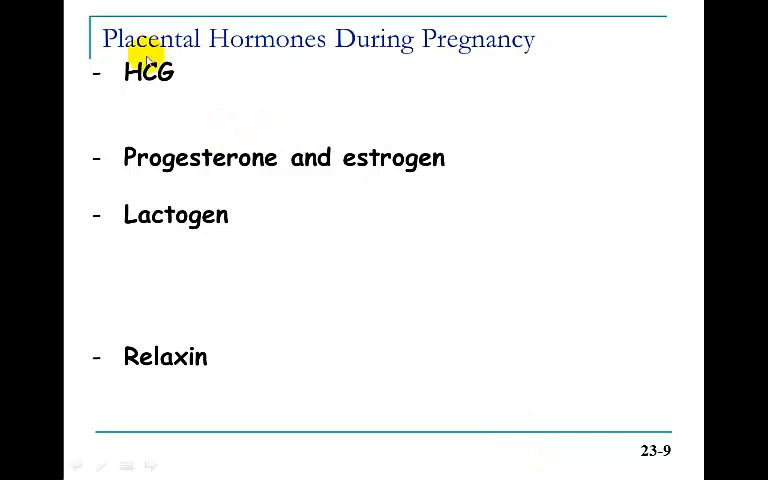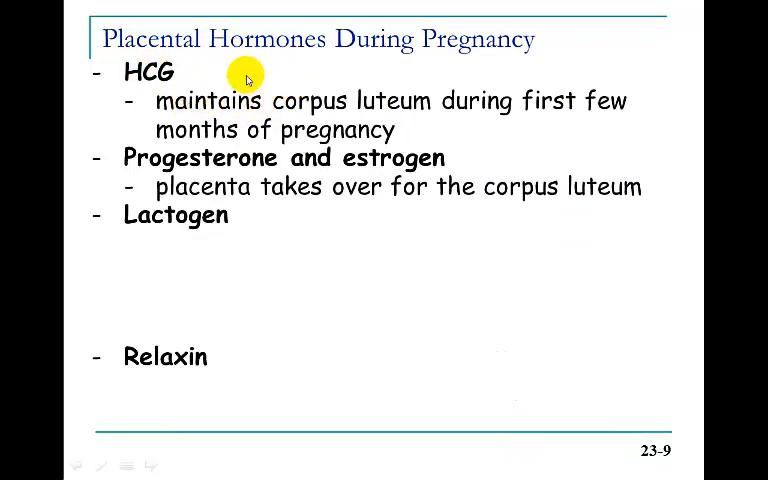The placenta is going to be making HCG, as we said, which maintains the corpus luteum during the first few months. After the first few months, the placenta will take over, because a few months later it begins to produce its own progesterone and estrogen, so the corpus luteum will not be needed after a few months.